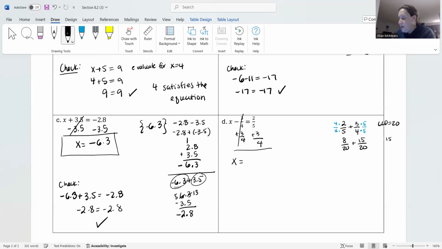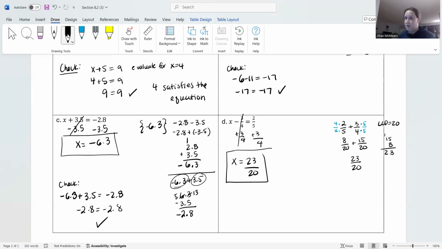So let's see, 15 plus 8. Well, 8 and 5 is 13, carry a 1. So we get 23/20. So my final answer is 23/20. And you can leave it in fraction form like that. You could certainly write it as a mixed number. But generally speaking, when you're just solving generic equations that don't have a story behind them, leave your answers as simplified improper fractions, okay?